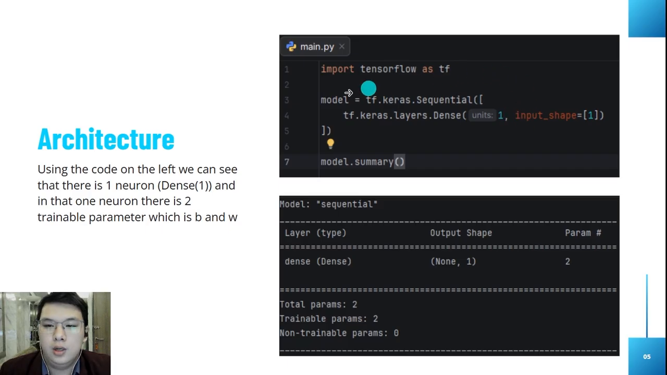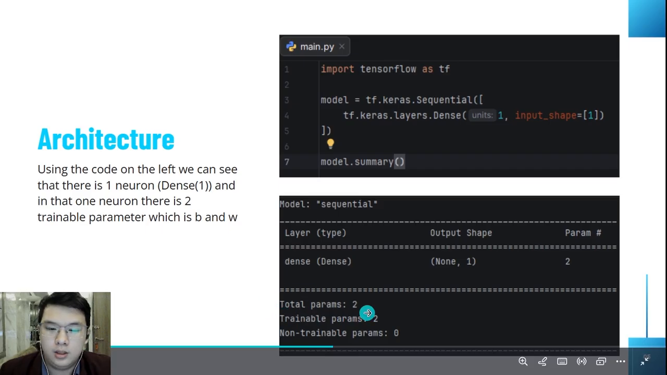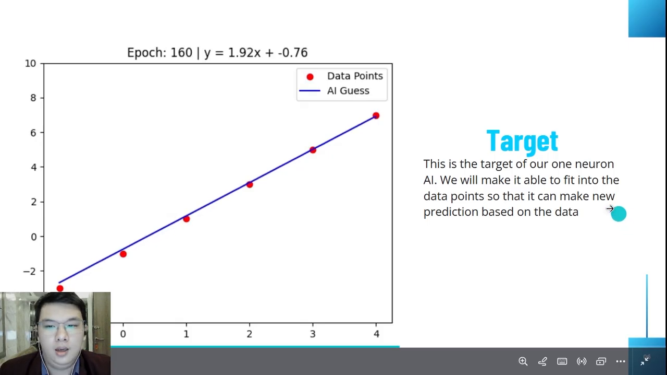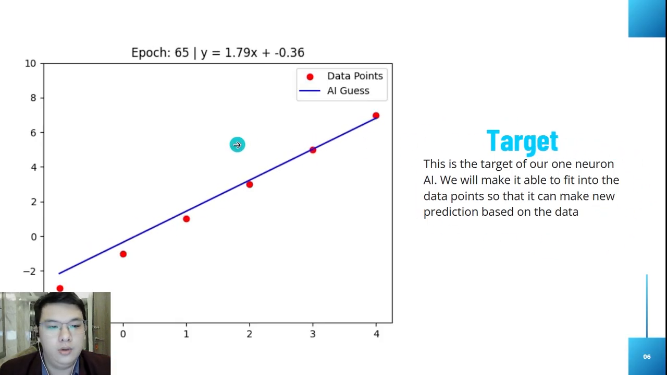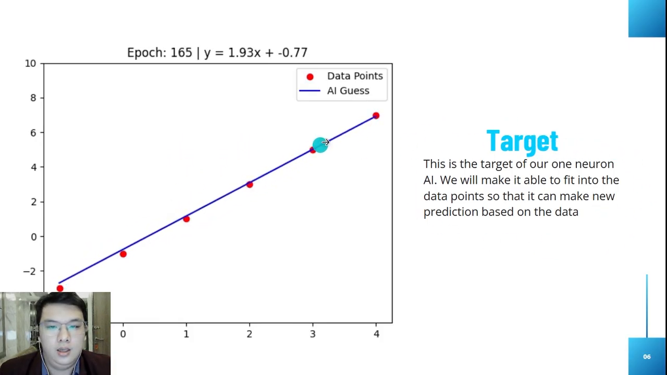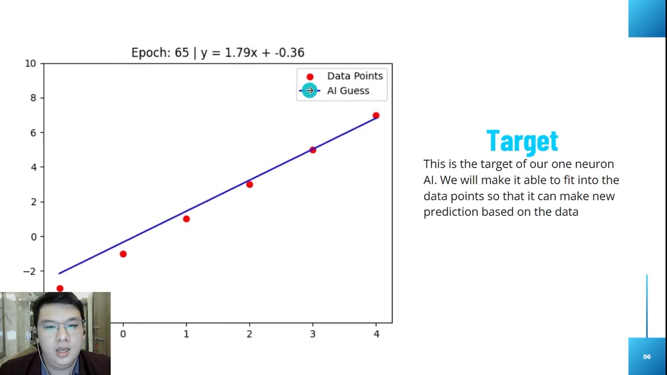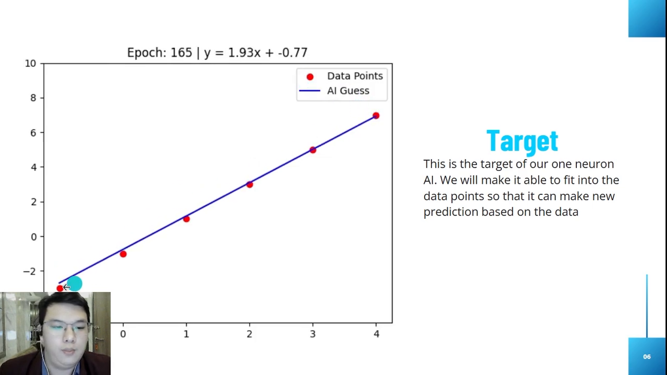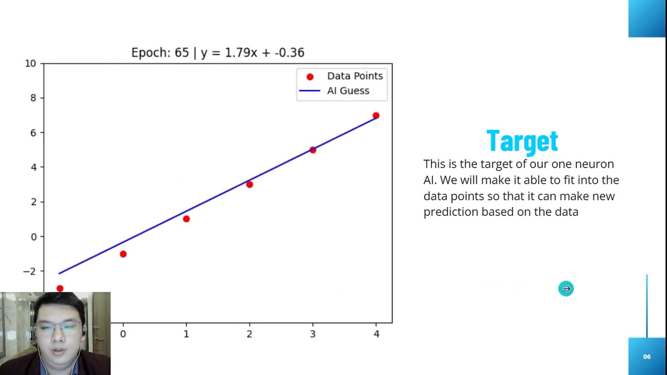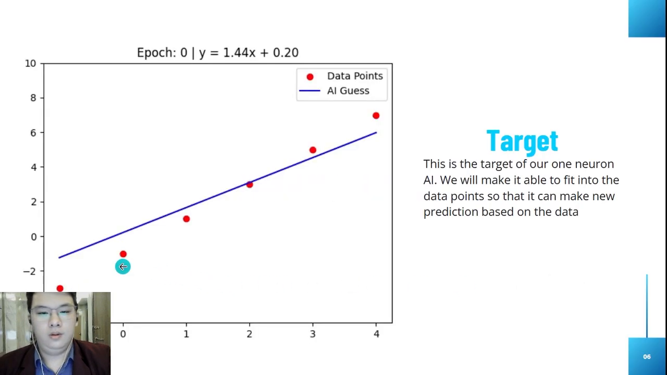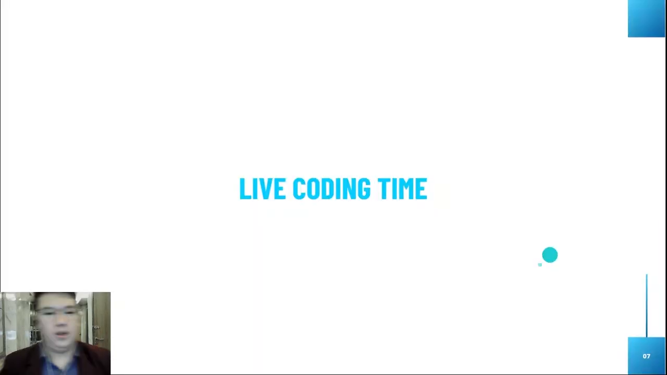This is the architecture of the code that we will make today. Since we are going to use only one neuron, you can see that the total parameters is 2, which is the weight and the bias. And this is the target of what we are making today: we are going to make the line, or the AI guess, fit the data points as close as possible.